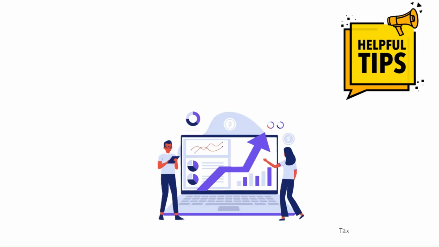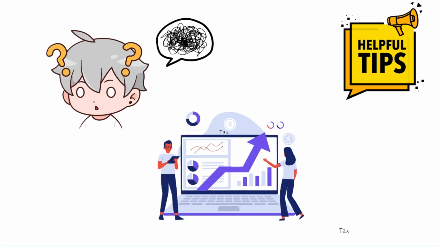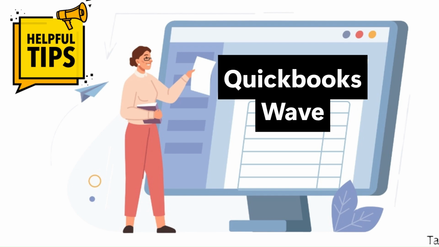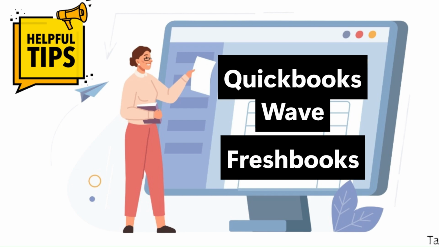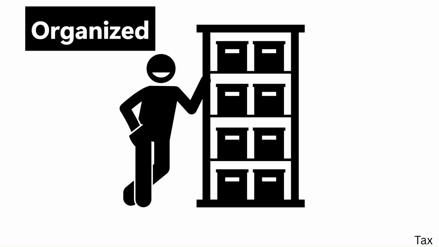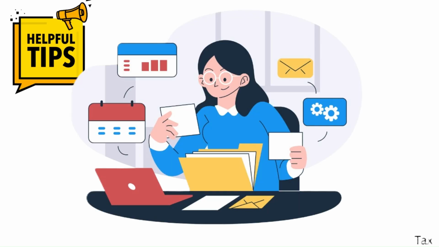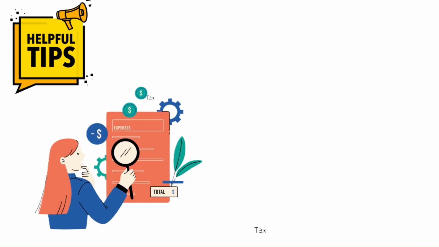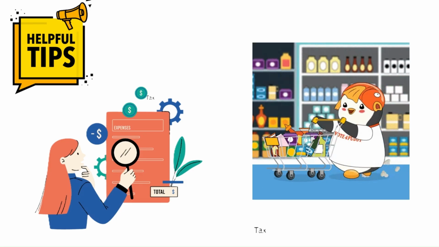Here are some helpful tips. If your business is growing, and you're finding it hard to keep track of everything, like income, expenses, receipts, then there are some great tools out there, like QuickBooks, Wave, and FreshBooks, that are designed to keep your books organized. However, if your business is still small and manageable, then good old Excel can do the job just fine. Just make sure to keep your business and personal expenses separate.